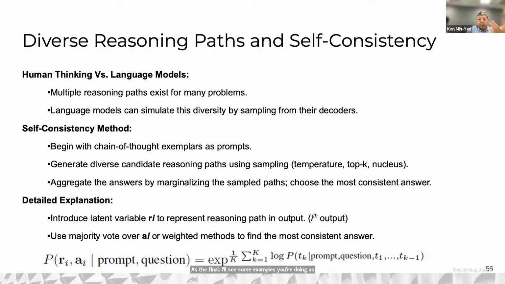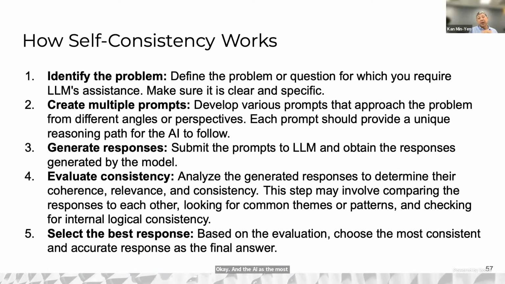Okay, and the maths at the bottom is talking about the variable r_i, which is the reasoning path, and a_i as the most consistent answer. To get a bit clearer, how self-consistency works is we have five things we need to do. We need to identify the problem, so defining the problem, the question you need the LLM to answer. Make sure it's clear and specific.